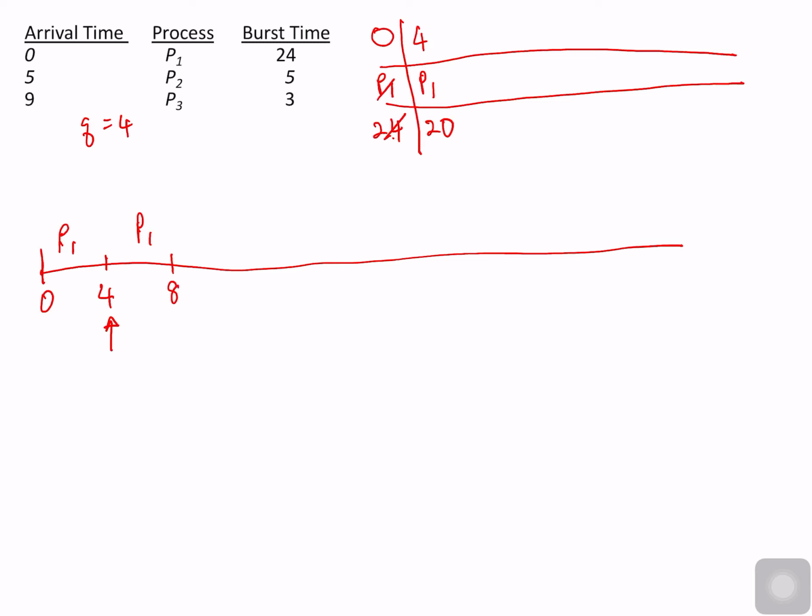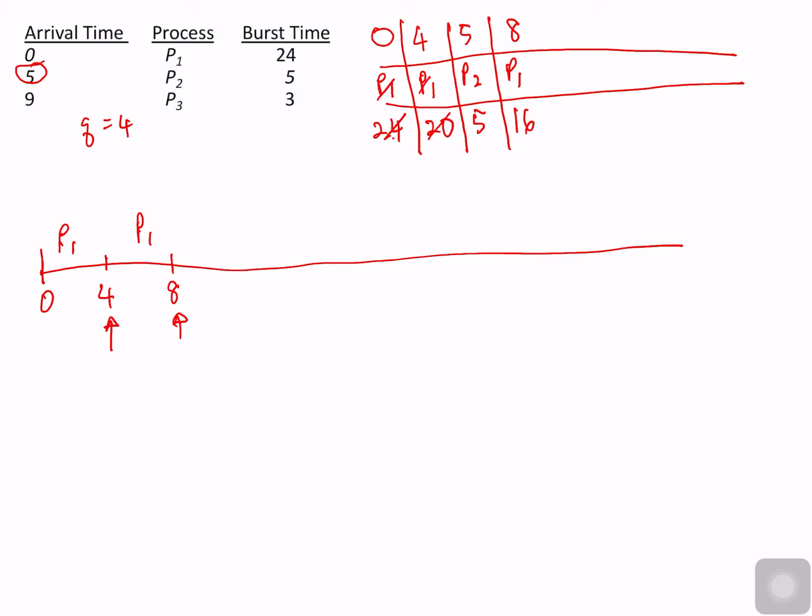While P1 is in execution, we have P2 arrive at time 5. So P2 will go into the ready queue at time 5, and it requires 5. When P1 finishes its quantum time at 8, it will go to the ready queue, and it will be in sequence after P2. So it will be P1 here. Now the balance is 16.